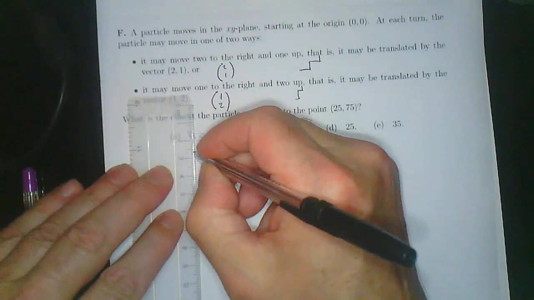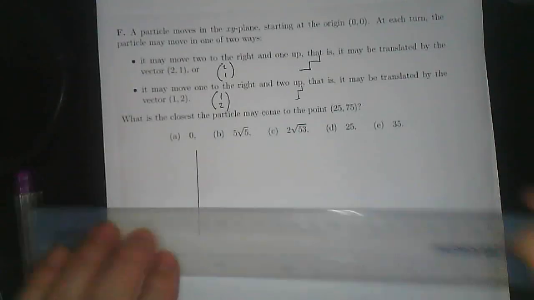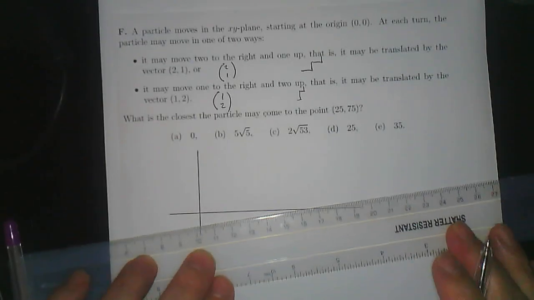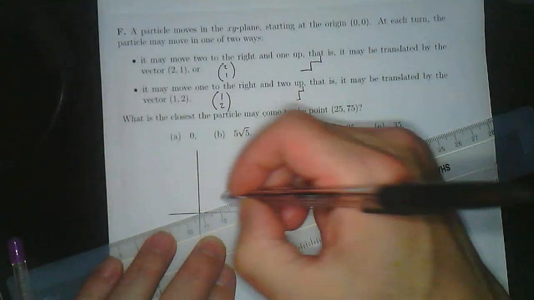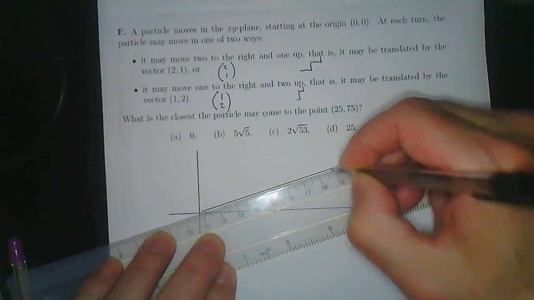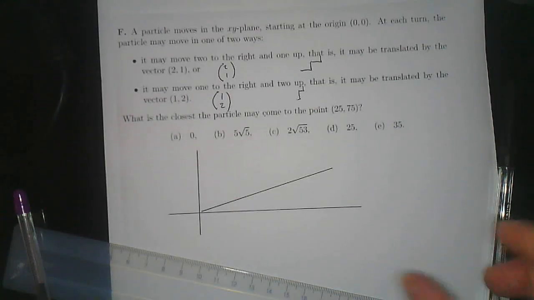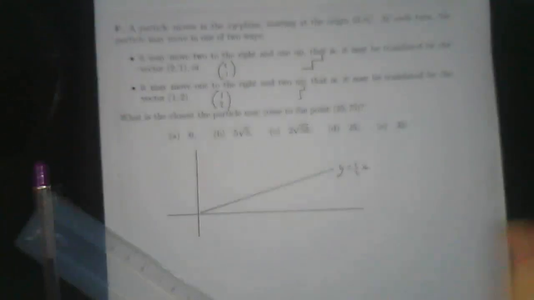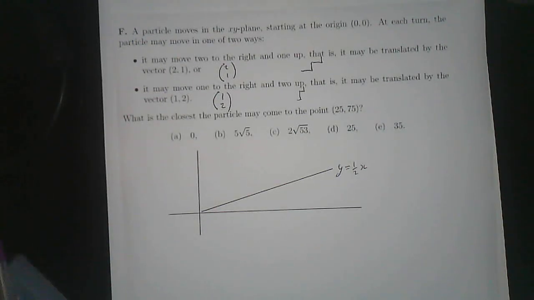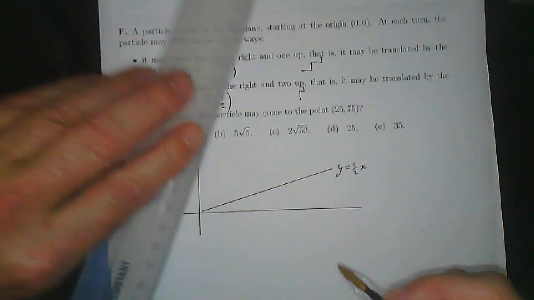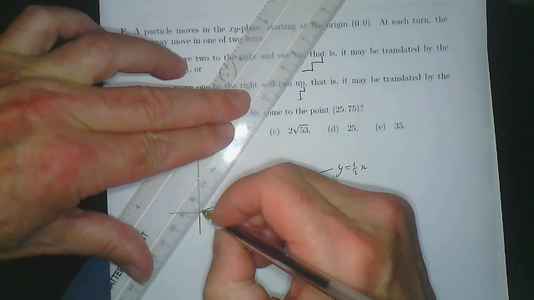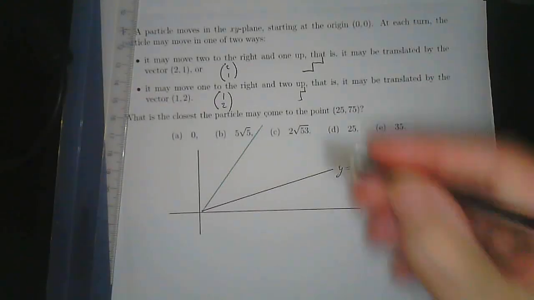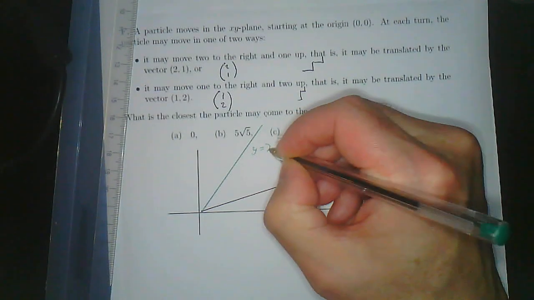It's always going to go up and to the right. So if it's going 2 across and 1 up, then it's going to end up on the line here. This is going to be y equals a half x, or it's going to go 1 to the right and 2 up, in which case we will get another line going through the origin, but steeper, and this one will be y equals 2x.